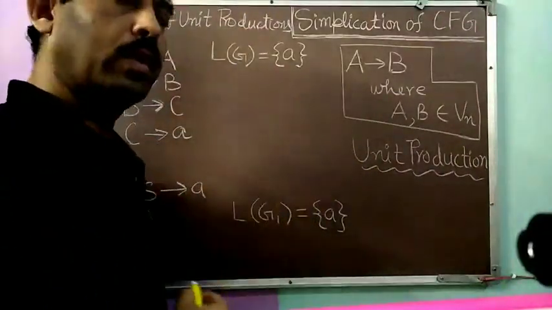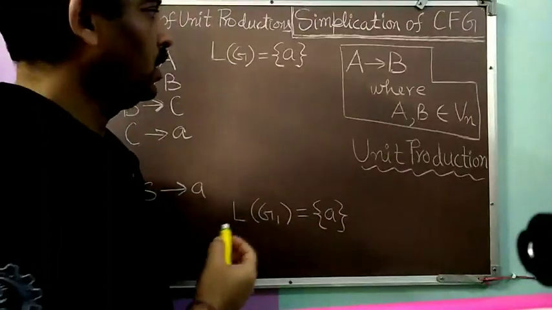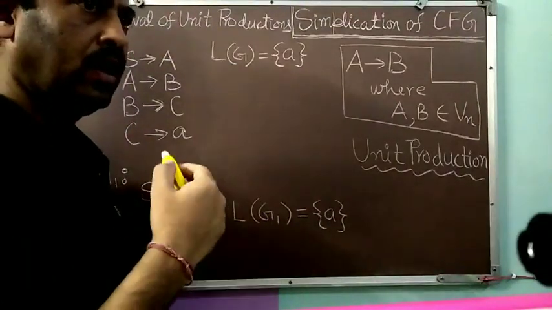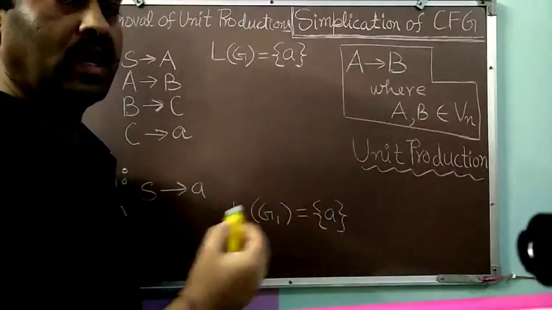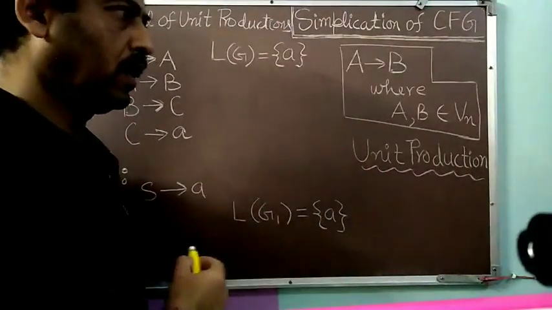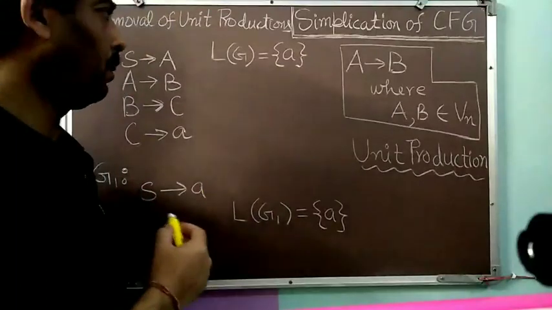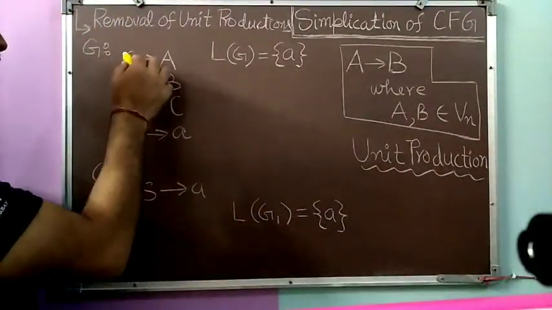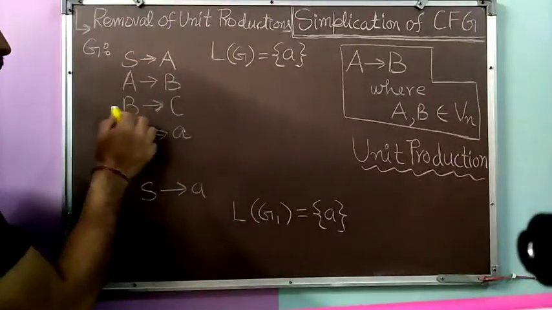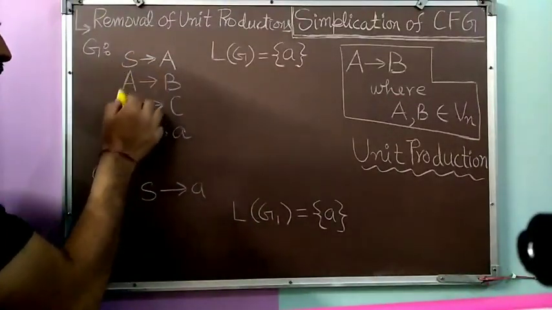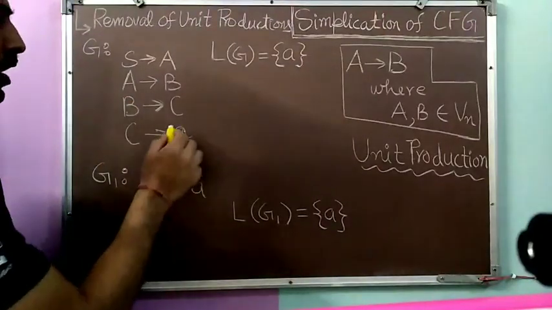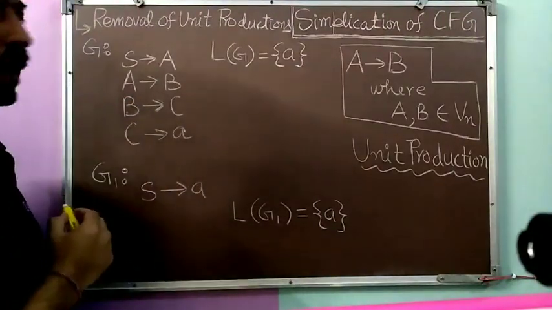Now, why do we want to remove the unit productions? We want to remove them because unit productions do not do anything useful in our grammar. This we will prove through an example. Just look at this example where the grammar G contains 4 variables S, A, B and C. These are the variables, and there is only one terminal, that is the small a.